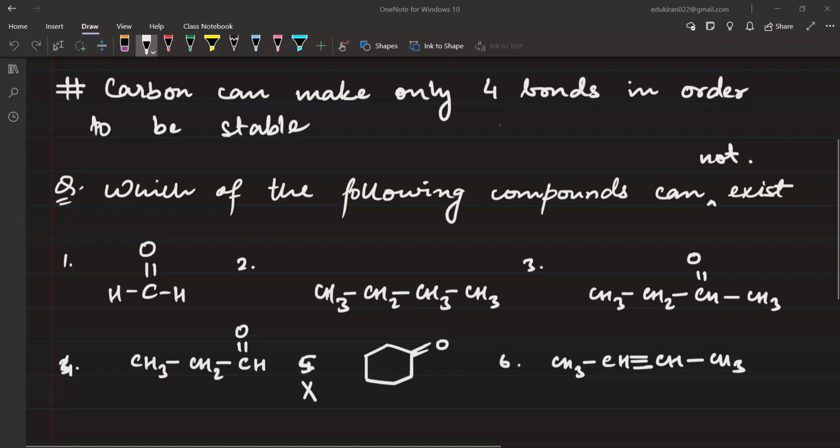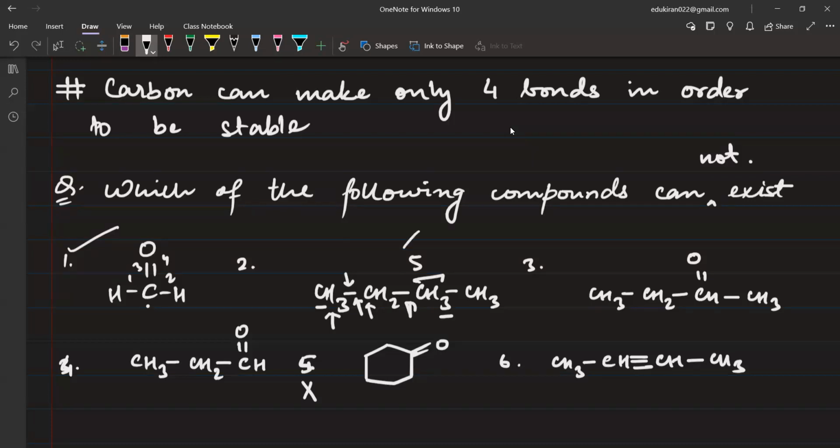Okay, see, in the first question we have only one carbon atom, and it has 1 bond, 2 bonds, 3, and 4 bonds. That means it is fine. This can exist. Second, this carbon atom has 3 hydrogens, single bonds with hydrogens and 1 bond, that means 4. Now this carbon atom has this bond, which is 1 bond, 2 bonds and 2 hydrogens. Similarly, this CH3 here is having 2 bonds already and 3 hydrogens. That means it is having a total of 5 bonds, which is wrong.